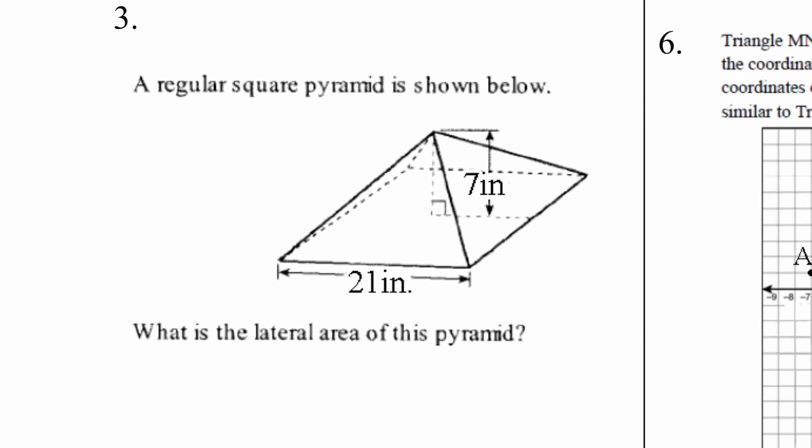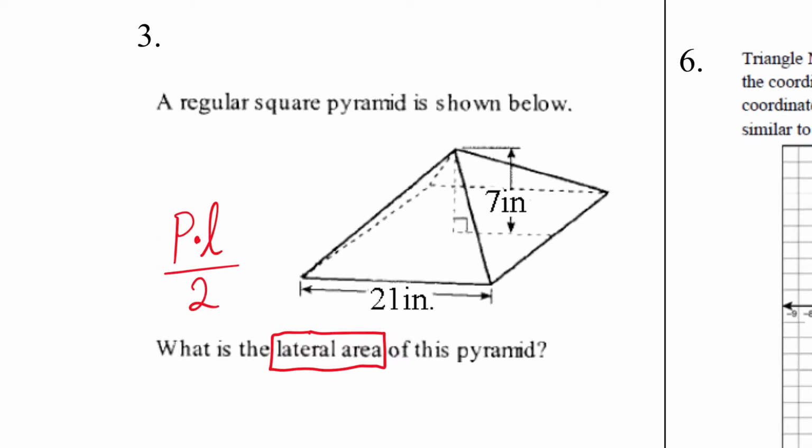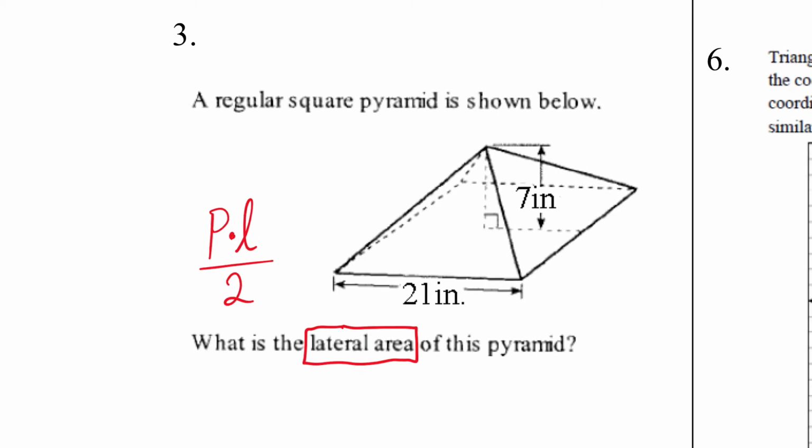Okay, number 3, we're looking for the lateral surface area of this pyramid. How do we find the lateral area of a pyramid? This was in our last unit, but it's P times L divided by 2. What does that capital P stand for? Perimeter of the base. And what does the L stand for? The slant height, which we don't have. 7 is the height, so you're going to have to find the slant height on that one.